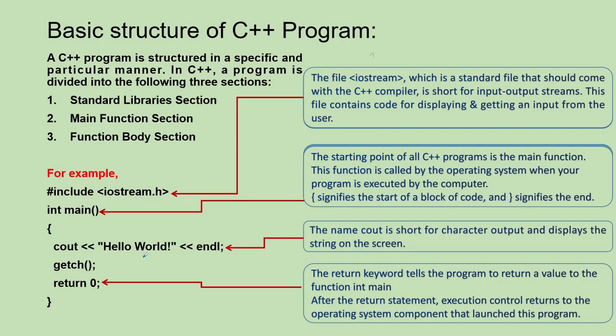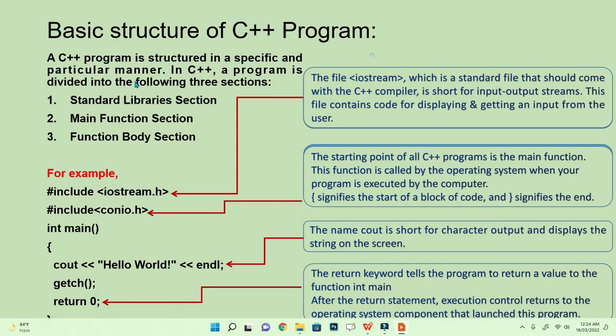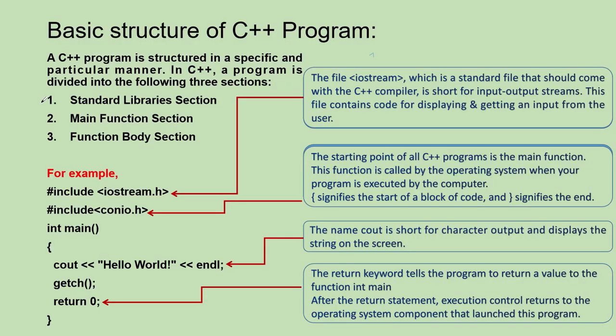Now this is the basic structure of a C++ program. Let us understand the basic structure of a C++ program. A C++ program is divided into 3 sections. If we see here, in this program, the first section is the header section. The second one is the main section. The main section starts from here, and this is the end of the main section. This is the start, and this one is the end of the main section. And this is nothing but a function body.